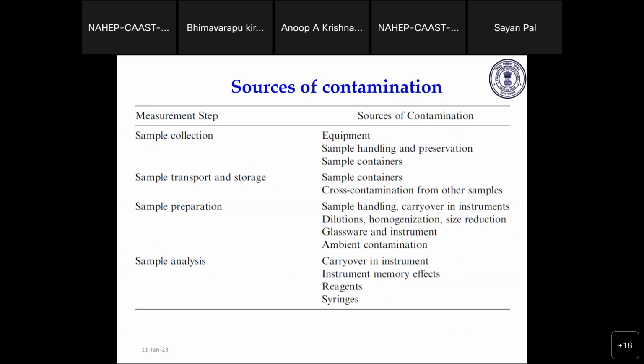Memory effects means one sample has gone through the column and it can contaminate the column, and the next sample, which may be a good sample or may not have a residue, can take that contamination in the column and come out and give a wrong indication that the sample is having antimicrobials or antibiotics. So people in a laboratory should be very vigilant that these are the sources of contamination which can come through different chains.